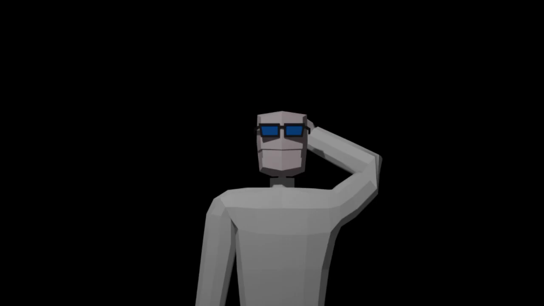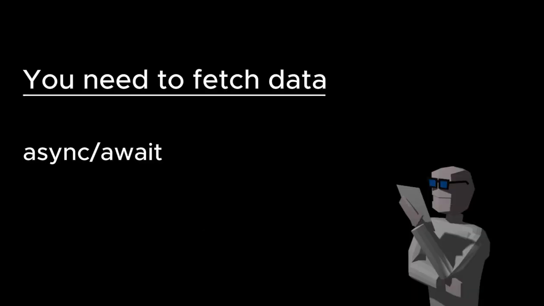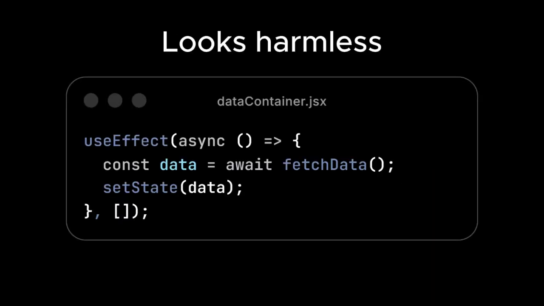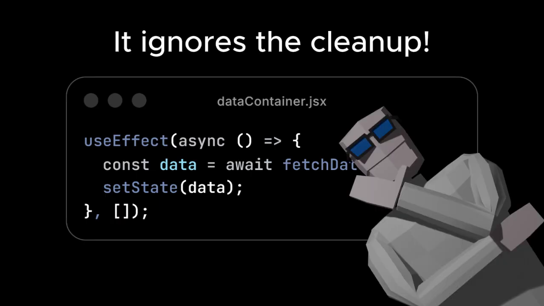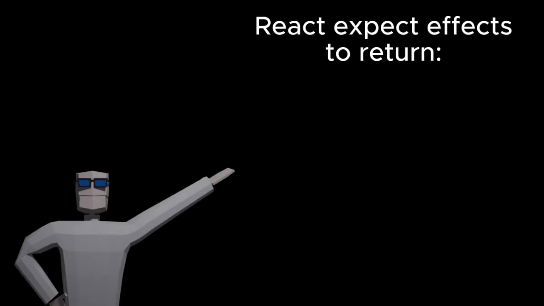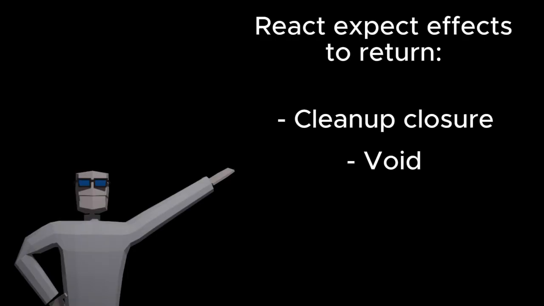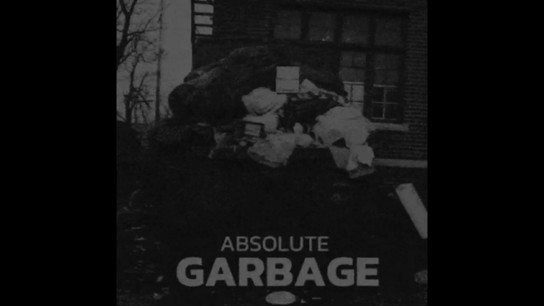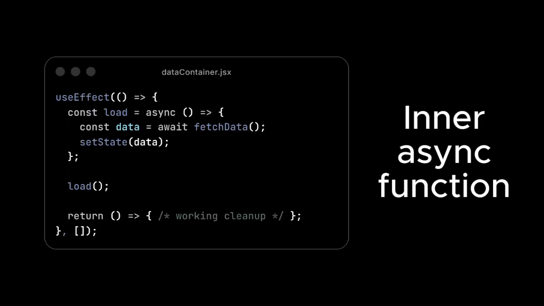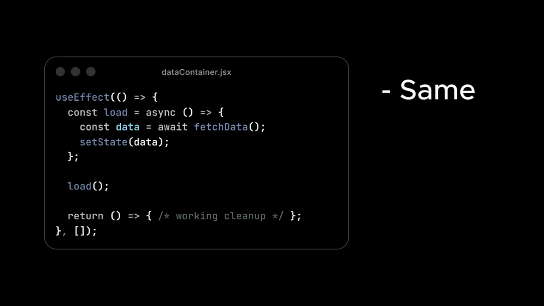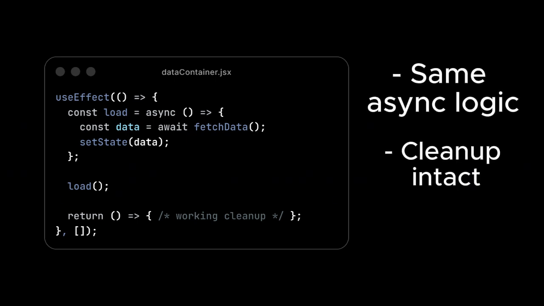This one looks completely reasonable. You need to fetch data. Async await is cleaner than .then. So you do this. Looks harmless. And React doesn't crash. It just ignores the cleanup. An async function returns a promise. React expects the effect to return either a cleanup function or nothing. A promise is given, so React discards it. And any cleanup you intended to return never runs. The fix is an inner async function. Same async logic. Cleanup intact. React happy.